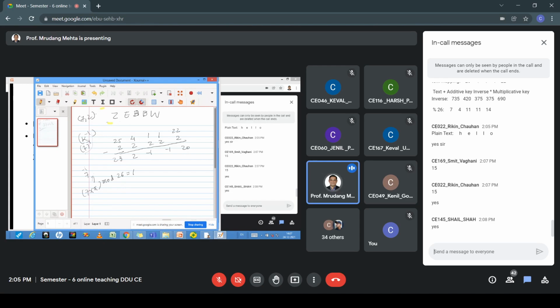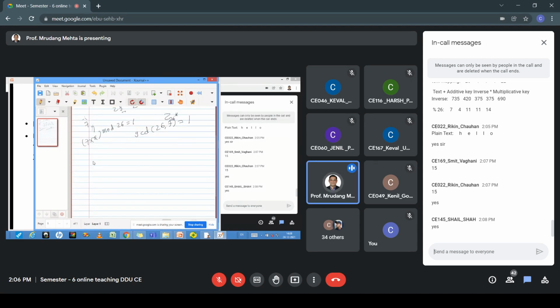As GCD, right? GCD of 26 and 7 is equal to 1, right? Because 7 is from Z26 star, right? So this result is correct. So if we try to find GCD of 26 and 7 by applying the extended Euclidean algorithm, we can find this. Correct?